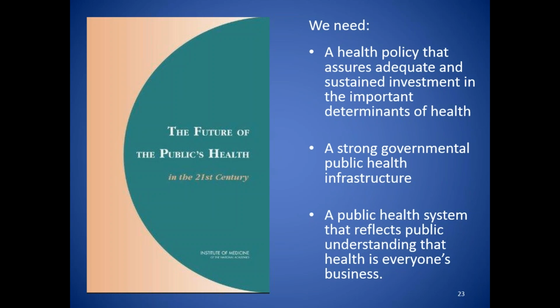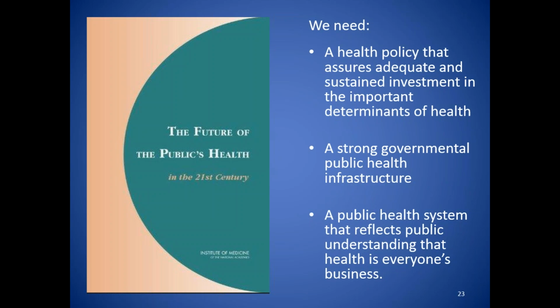One of the things that I use as guidance about public health is the National Academy of Science Institute of Medicine report, The Future of the Public's Health in the 21st Century. And I think that it addresses the issue of policy as well as structural management. In the report, it makes 3 points. One, we need a health policy that assures adequate and sustained investment in the important determinants of health. The second, a strong governmental public health structure. And the third, it talks about a public health system that reflects public understanding that health is everyone's business.